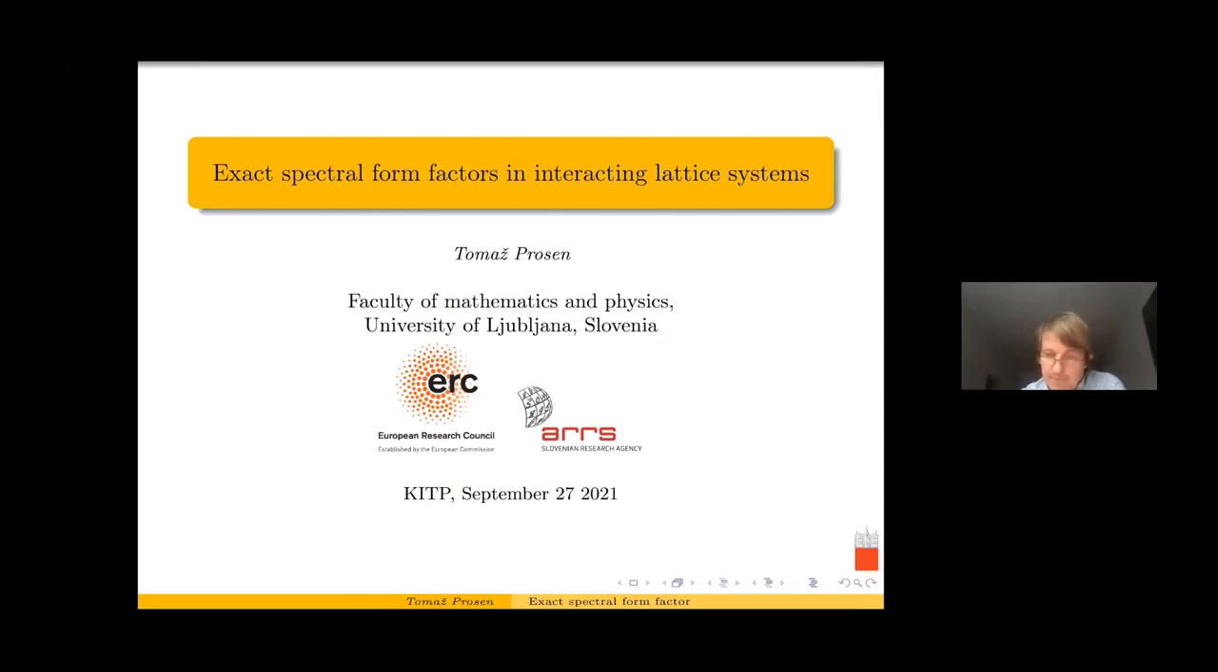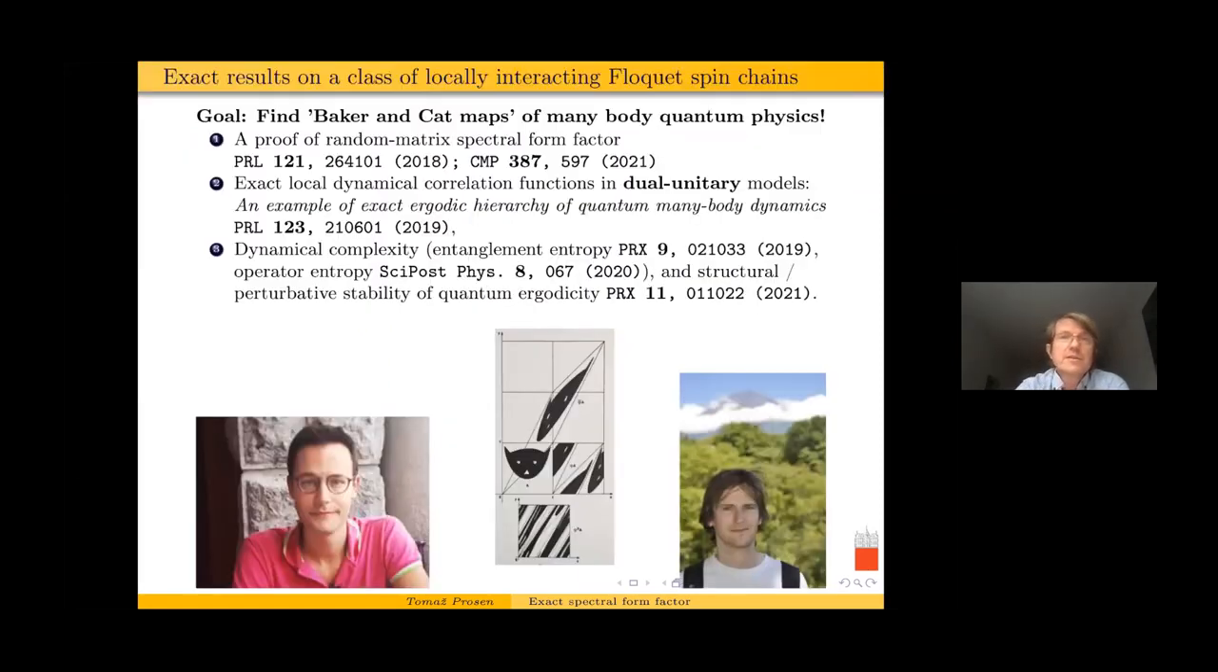I still feel very excited about these results, and there are some new points which I would like to stress. Since the time is limited, I decided to give a rather specialized topic, which means I will focus on exact results on spectral form factors, not so much about the rest of the stuff that is written on this slide. It's basically just about the first bullet.